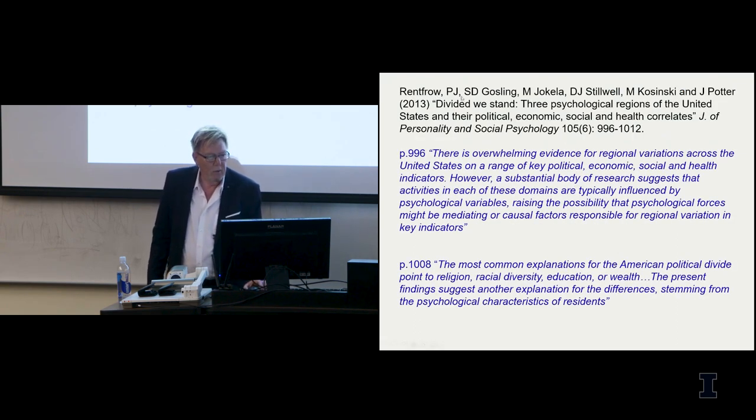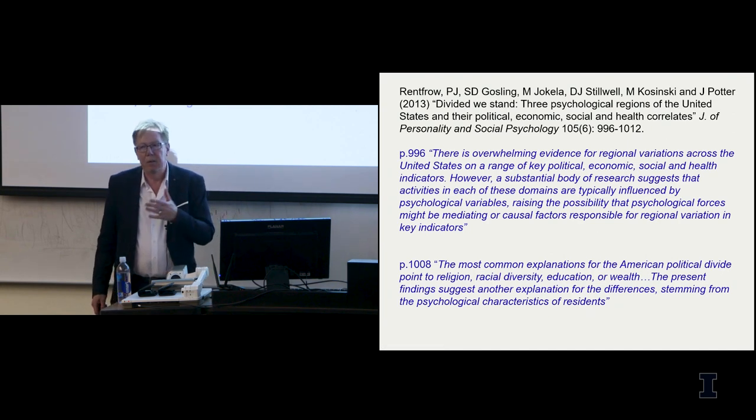Paper by Rentfrow et al., 2013, in a psychology journal: there's overwhelming evidence for regional variations across the United States on a range of key political, economic, social and health indicators. However, a substantial body of research suggests that activities in each of these domains are typically influenced by psychological variables, raising the possibility that psychological forces might be mediating or causal factors responsible for regional variation in key indicators. And then another one down here: the most common explanations for the American political divide point to religion, racial diversity, education, or wealth. The present findings suggest another explanation stemming from the psychological characteristics of residents. They claim that, in terms of psychological profiles, there are major differences across the United States.